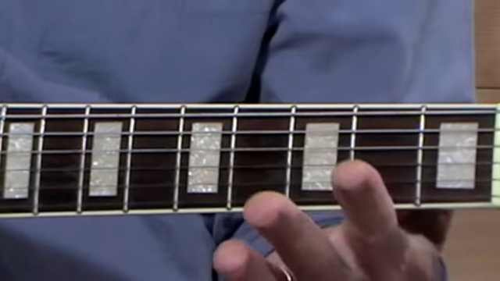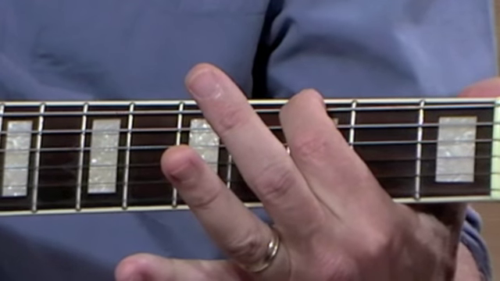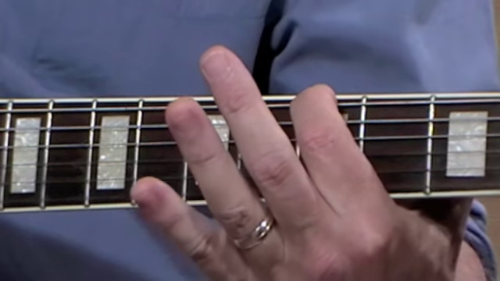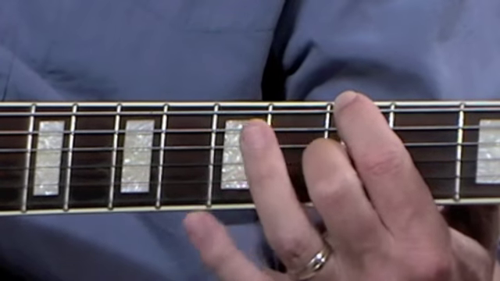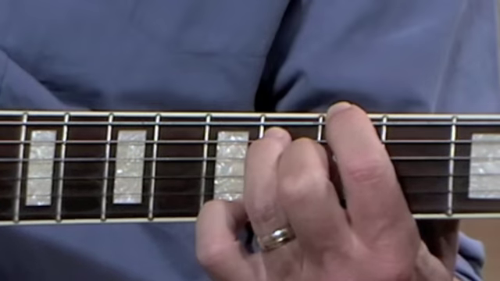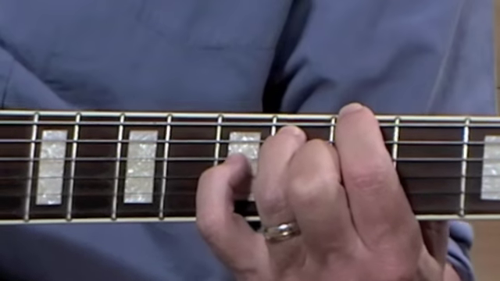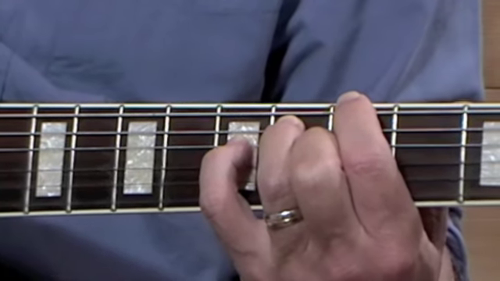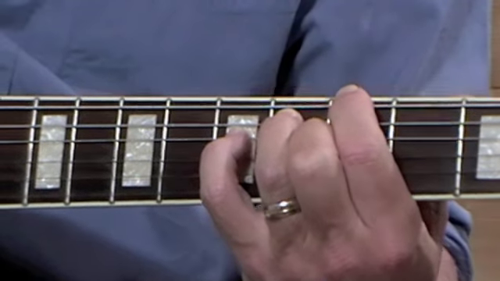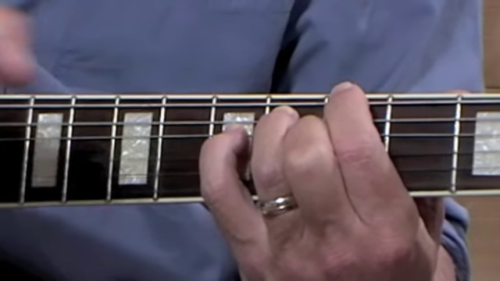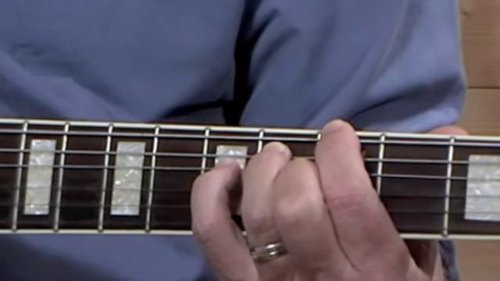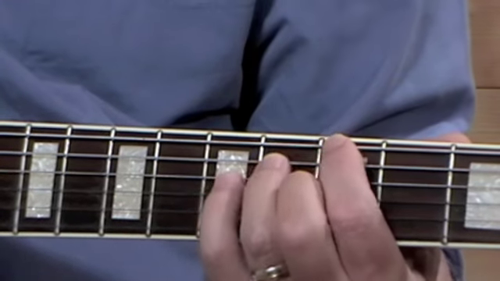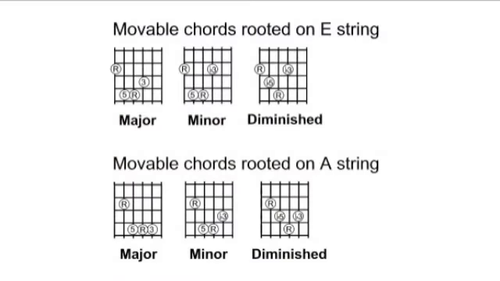And then G diminished, I could use at the 3rd fret here, I've got the note G on the E string, 2nd finger there on the 3rd string, on the G string at the 3rd fret, 3rd finger on the A string at the 4th fret, pinky on the D string at the 5th fret. Again, just plucking the bottom 4 strings. You've got that lovely dirty sound that the diminished chord makes. So all of those are movable chords. Similarly, the movable shapes rooted on the A string.